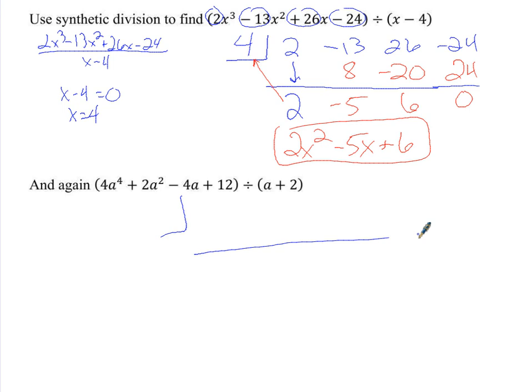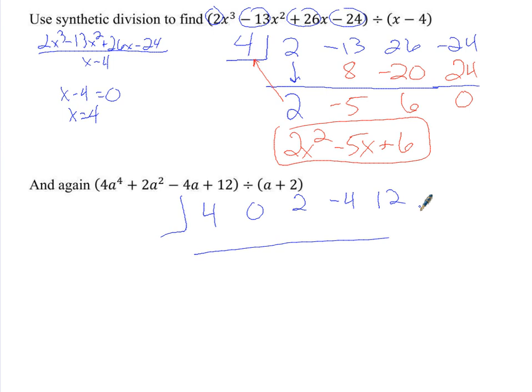Good. For 0, we're missing the cube term. The a to the third term isn't there, so I got to include a 0. And then 2, and 12. So all of the terms now are accounted for. If you don't put that 0 in there, you will get the wrong answer. It's guaranteed.